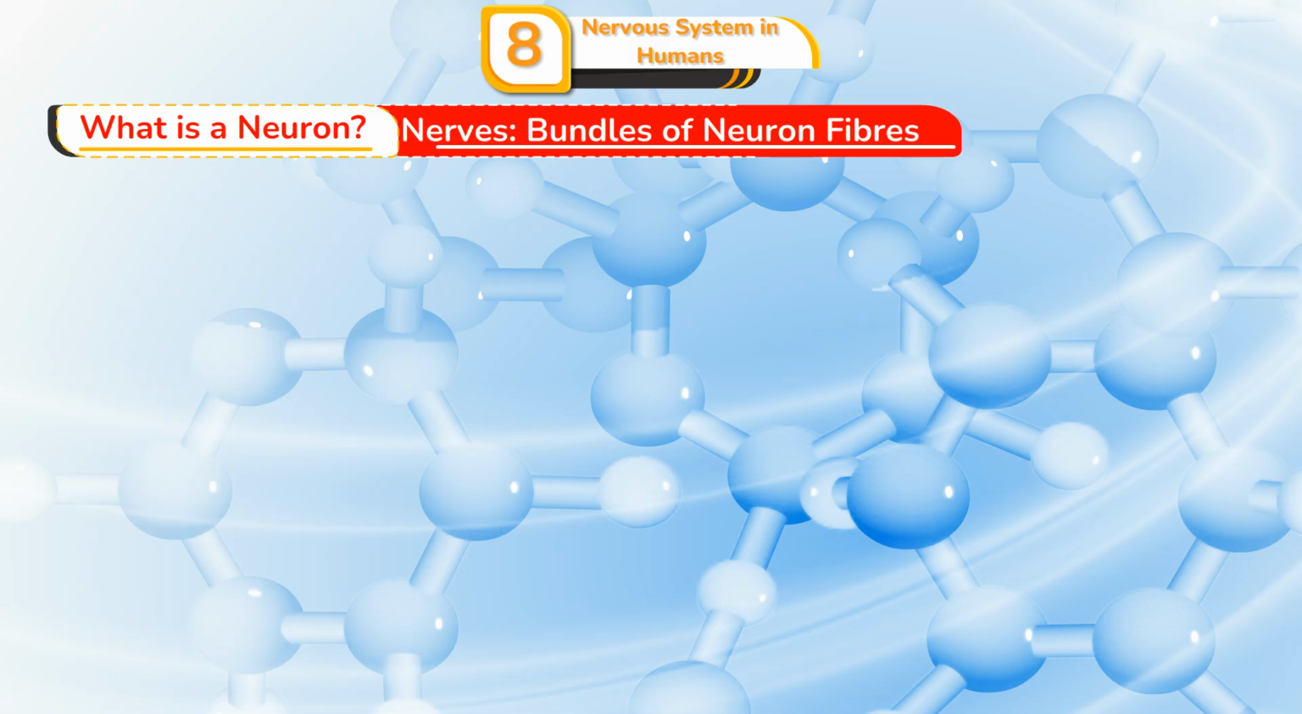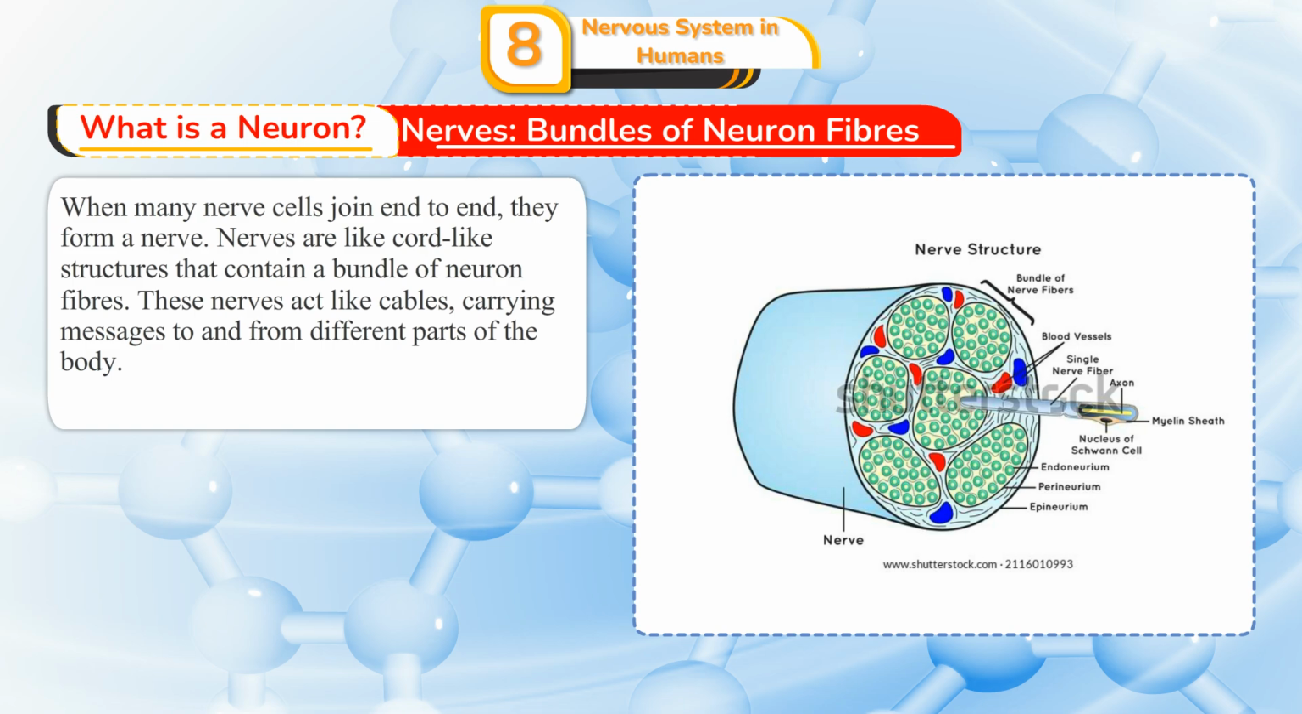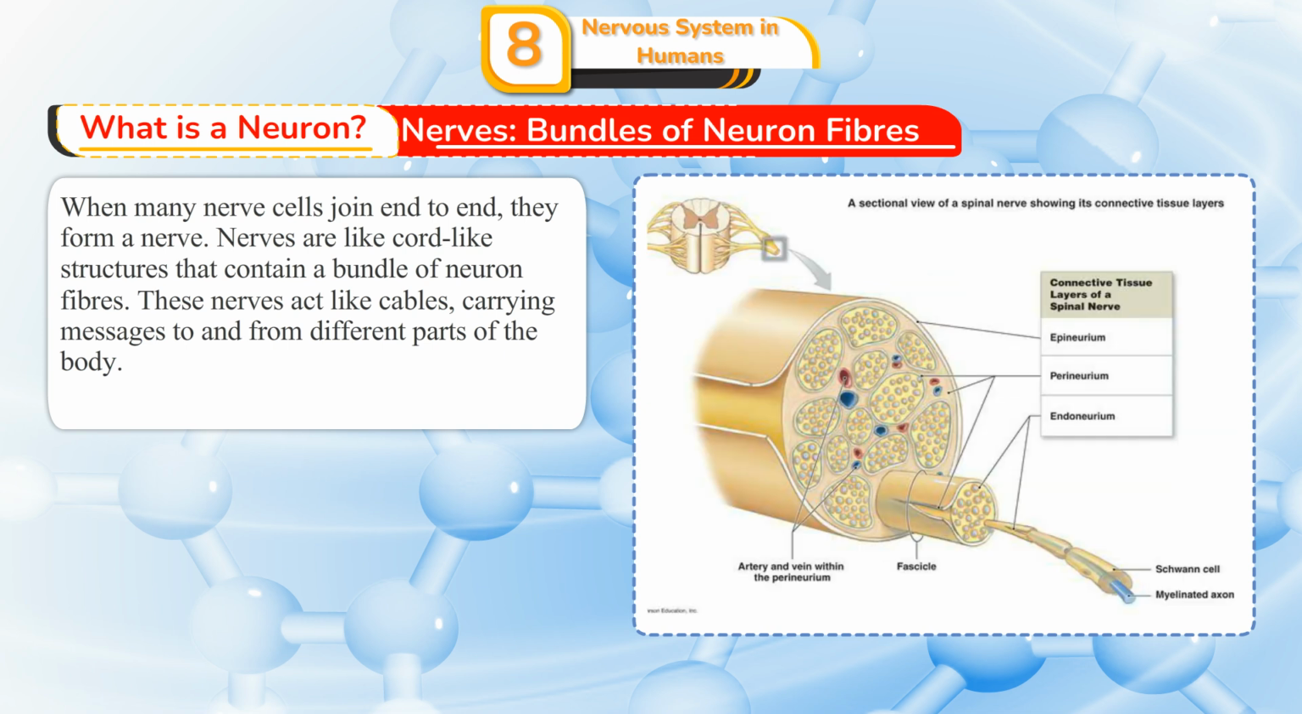Nerves. Bundles of neuron fibers. When many nerve cells join end to end, they form a nerve. Nerves are like cord-like structures that contain a bundle of neuron fibers. These nerves act like cables, carrying messages to and from different parts of the body.